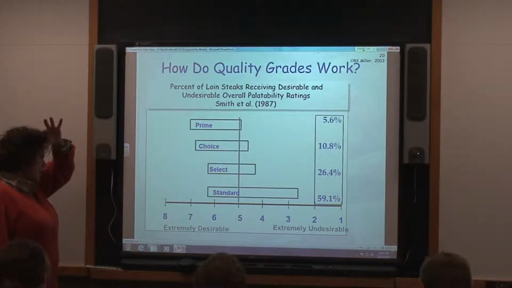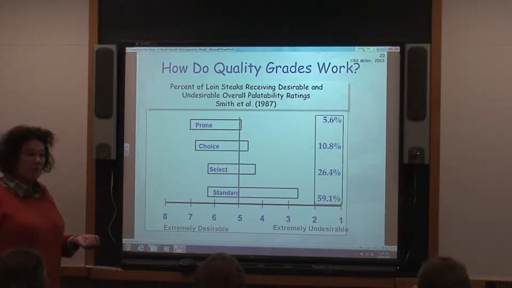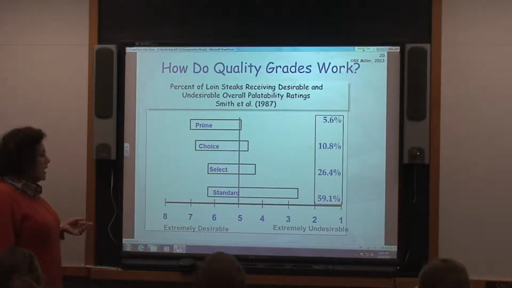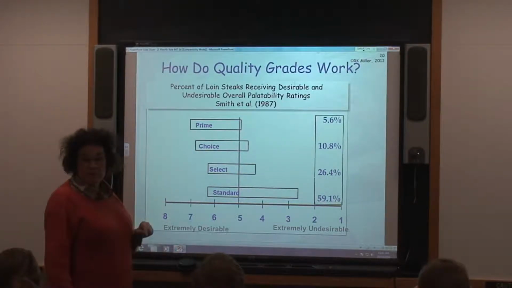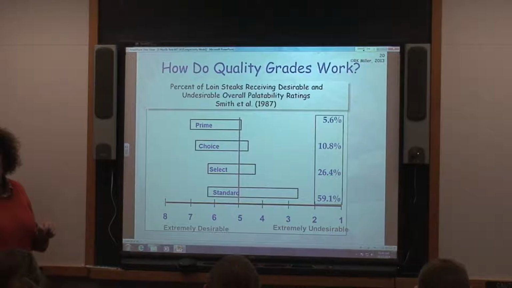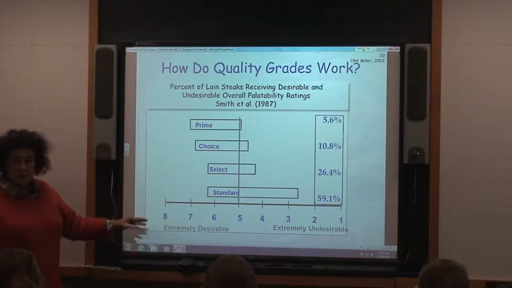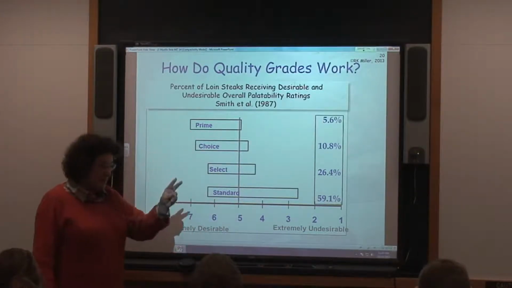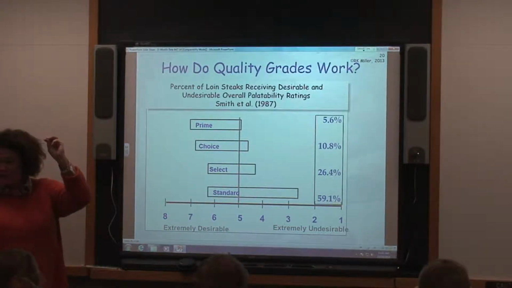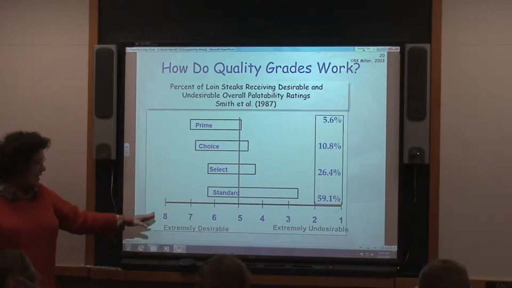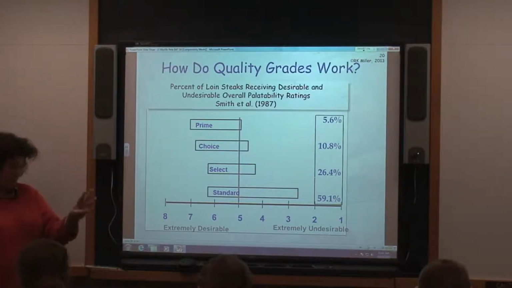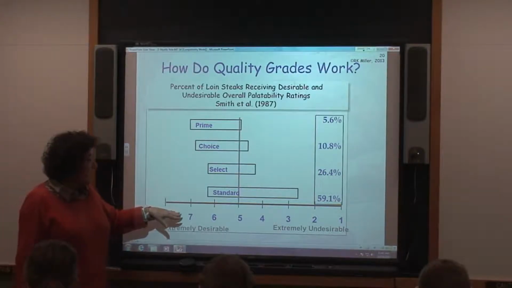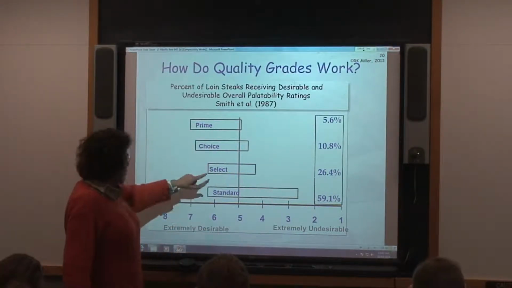USDA funded this project, and multiple universities were involved. They went across the United States and selected standard, select, choice, and prime carcasses. They removed the ribeyes from those carcasses and ran a trained sensory panel, using the 1 to 8 point scale that we use. A 1 is extremely tough and dry and extremely bland in flavor, and an 8, the same scale as in the window of acceptability, is extremely juicy, tender, and flavorful.